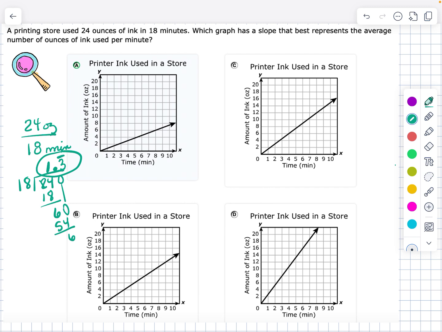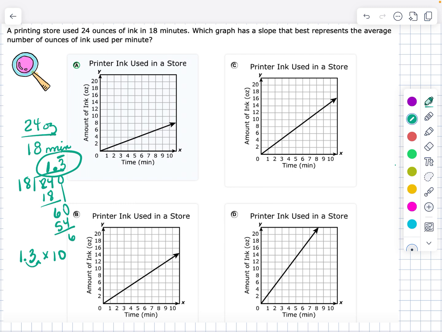Okay, well, it's really hard to tell on these graphs what happens after 1 minute. So if I multiply this number, 1.3, by 10, I'm going to say in 10 minutes, this is how much is going to be used. So it's going to be roughly 13 ounces of ink in 10 minutes.